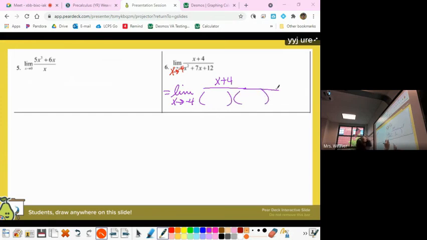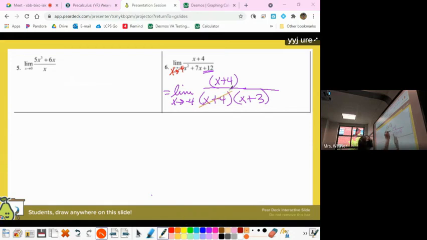Because if you plugged in -4, you would get a 0 there. So x squared factors to x and x. We can be pretty sure that one of the factors is x plus 4 because that's what our numerator is. So if one of them is +4 and we've got to make +12, the other would have to be +3.